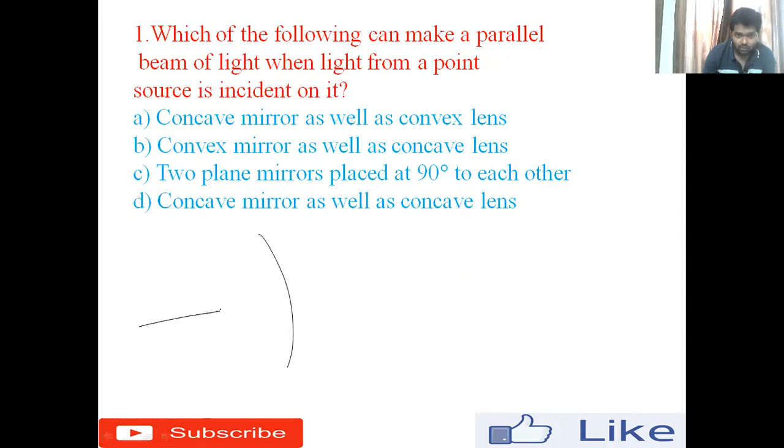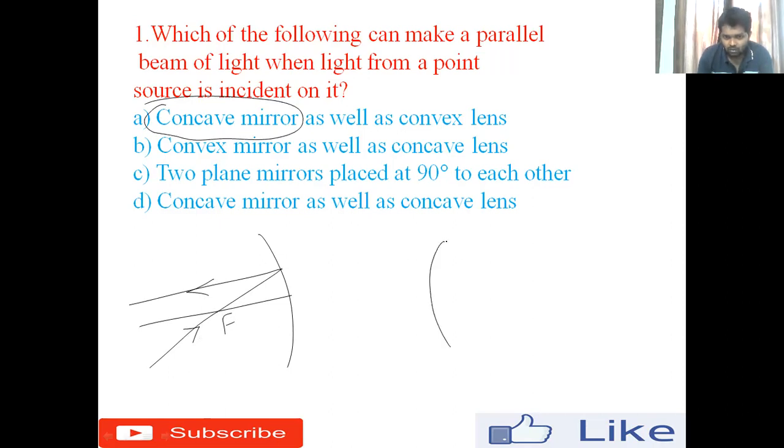This is the concave mirror, principal axis. This is the focus. Whenever the incident light ray passes via focus, after reflection it will go parallel to the principal axis. Clear? So we have to remember, whenever the incident light ray passes via focus, after hitting the reflecting surface it will bounce back and the reflected light ray will go parallel to the principal axis. So the answer is concave mirror we can take here.